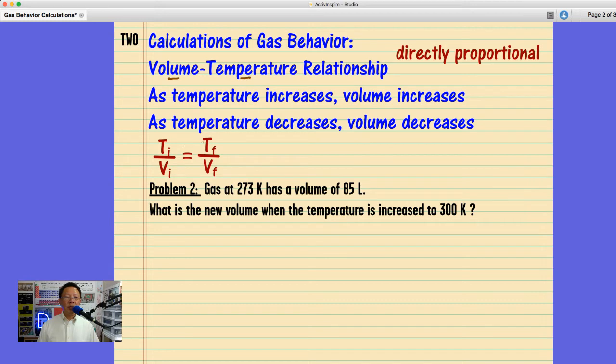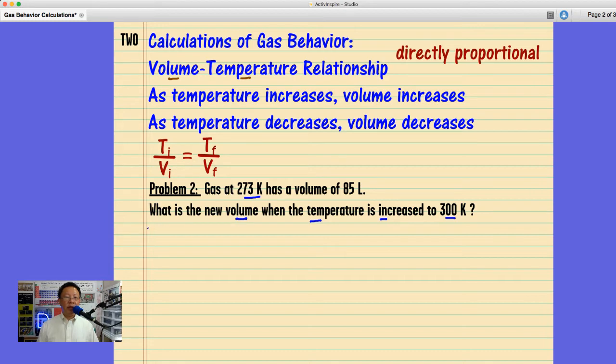In class, we learned that this is the equation to calculate that kind of relationship. So let's read the word problem. The word problem says, gas at 273 Kelvin has a volume of 85 liters. What is the new volume when the temperature is increased to 300 Kelvin?